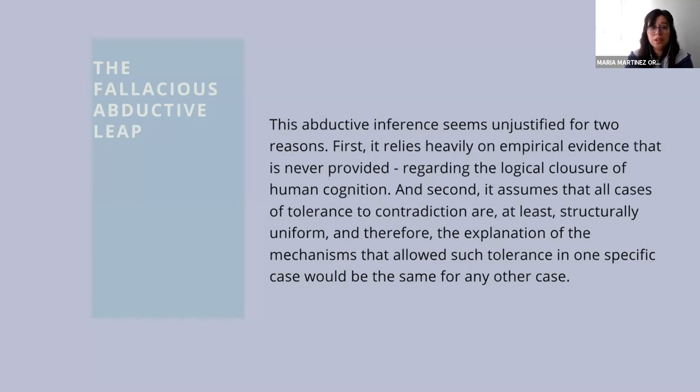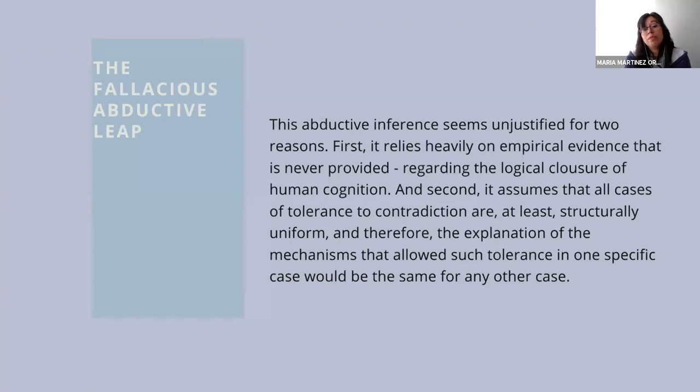So this normative claim about going from logic to human reasoning seems very fallacious. And this abductive inference seems to be unjustified for two different reasons. First, as I was saying, it relies heavily on empirical evidence that is never provided. So these logicians who are saying that, from these cases of inconsistency toleration, we should infer that scientists were reasoning with a certain logic, paraconsistent logic, must have provided evidence in favor of the existence of a particular logical closure in human cognition before claiming something like that. And they are not appealing to anything like that.